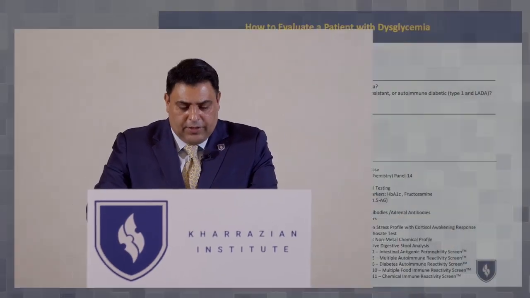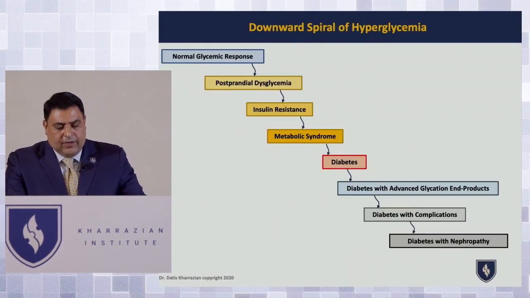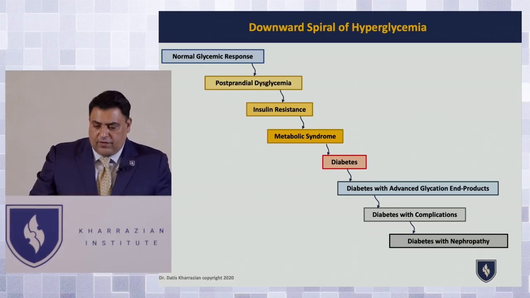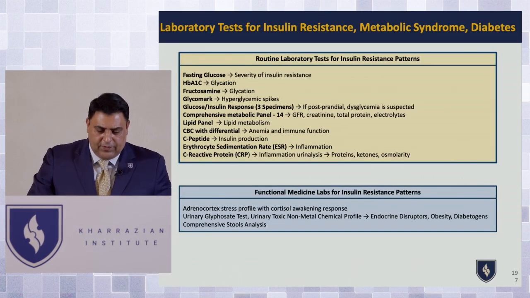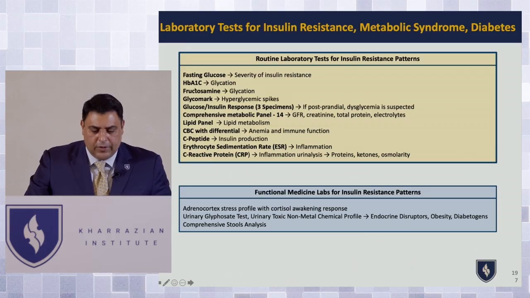Now let's talk about some routine laboratory markers when you're looking at blood sugar disorders, and looking to see how far along the downward spiral they are. So this is a pretty good panel to consider doing with routine labs. You may not include all these tests, but you definitely want fasting glucose to see the severity of their insulin resistance. You want to do HbA1c and/or fructosamine. Again, HbA1c reflects 6 to 8 weeks of glycation.